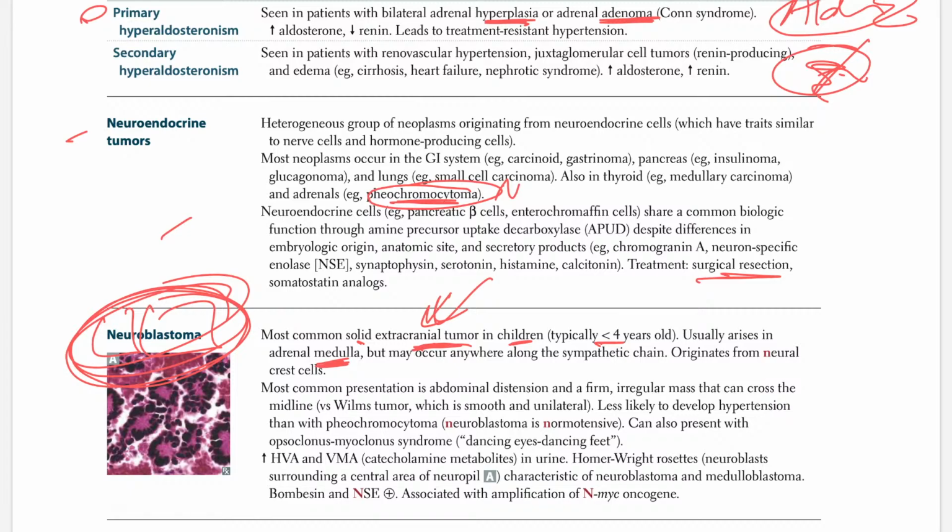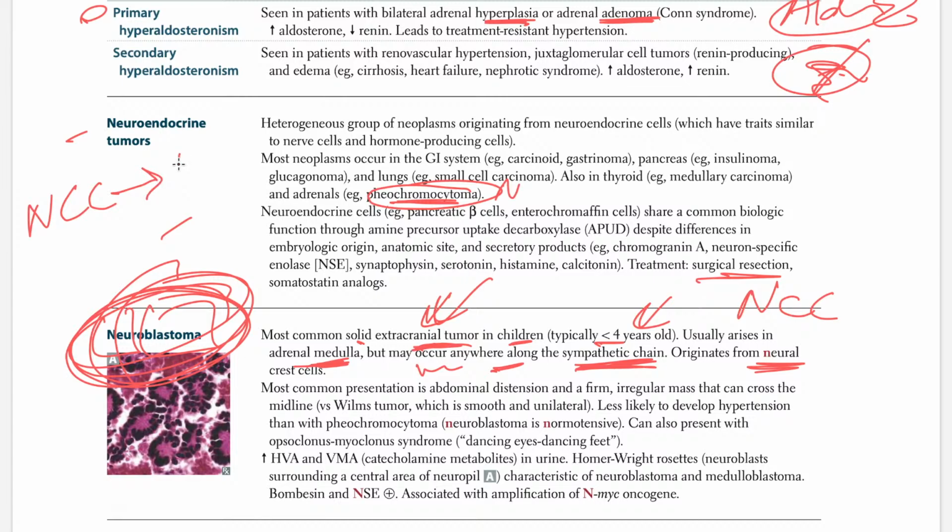pheochromocytoma is also a medullary tumor, but seen in adults, which we'll talk about in a bit. But here, in a child of less than 4, you would have an adrenal medulla problem, and it's called neuroblastoma. It can arise anywhere along the sympathetic chain. It originates from neural crest cells, high yield, NCC. If you recall, the adrenal medulla is derived from neural crest cells.